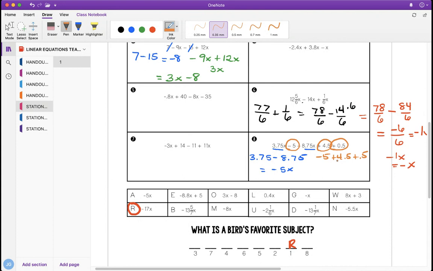Negative 5, excuse me, plus 4.5 is going to give me a negative 0.5. And then if I add 0.5, these wind up canceling. So there is nothing extra here. We don't put plus 0. That just means this is my final answer, negative 5x. All right, so you can stop this video, finish it up, and then when you're ready, go on to the next video.